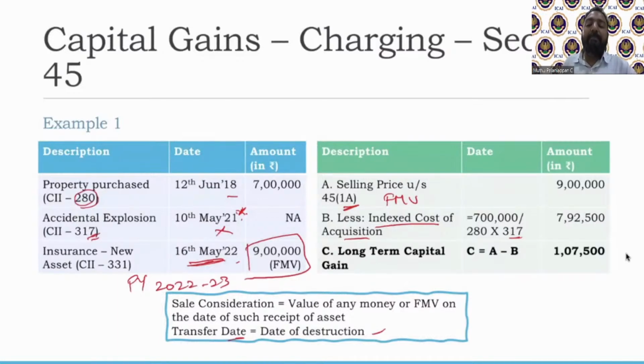So basically, the point we are trying to make is that in the case of an insurance receipt, the sale consideration is the money value that you have received, or the value of the asset that you have received. The date relevant is the date of destruction, which is the transfer date. The purchase date is the date you purchased. The transfer date is the date of destruction. Depending upon that date, you decide whether it is short term or long term.